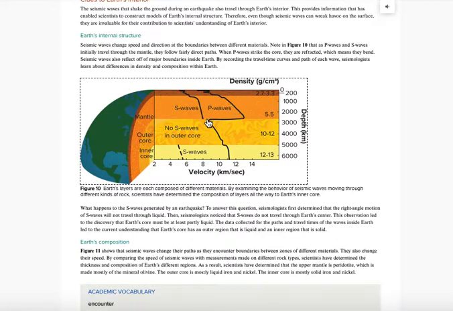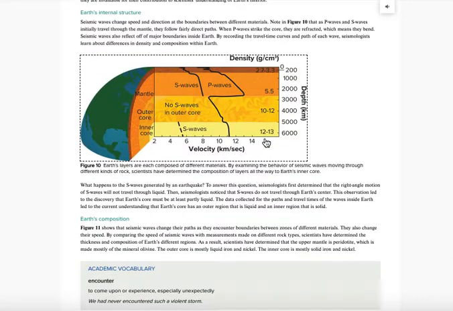Now, P waves can move through a liquid, but they do bend as they go through. And that's exactly what happens to P waves when they hit the outer core of the Earth. So both P waves and S waves will travel through the mantle, but P waves will bend, or refract, as they hit the outer core. So basically, by the way these waves travel differently, scientists can learn about the density and composition of the Earth.